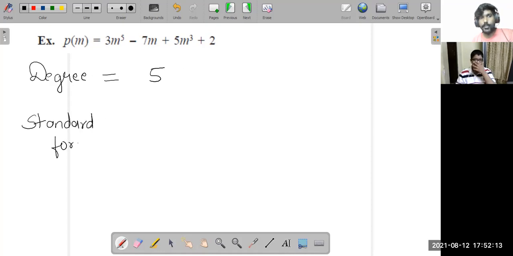Now in standard form, you have to just see that the powers are in descending order. If a term is absent, you need not bother about writing it. The only thing you have to make sure of is to write it in descending order. So can you tell me which will be the first term?